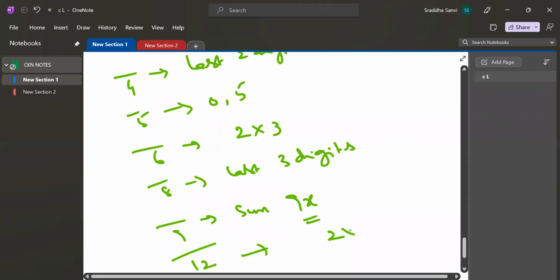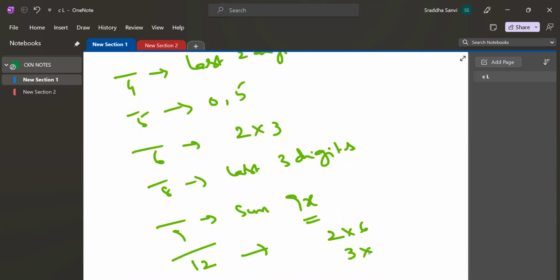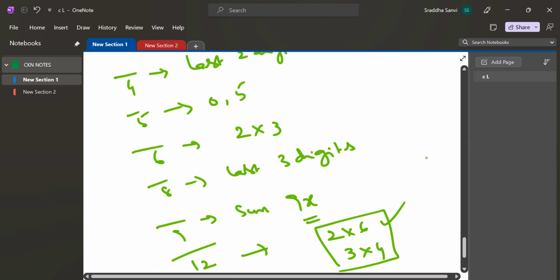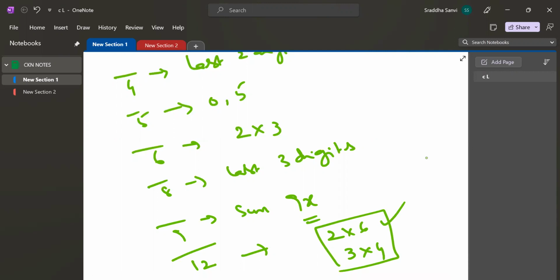12 can be written as 2 into 6. 12 can be written as 3 into 4. Between these two, what is the divisibility rule? I will say it is 2 into 6. Assume, if I say 12's divisibility rule is 2 into 6, it's a blunder.